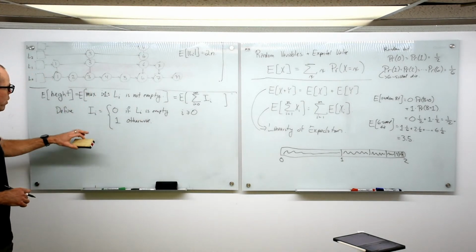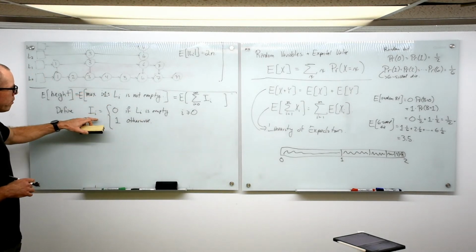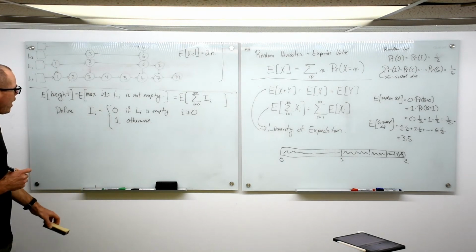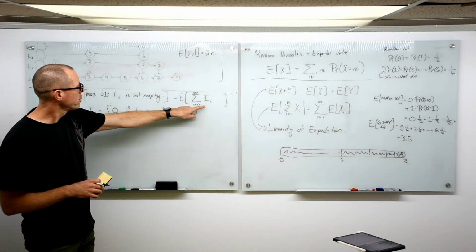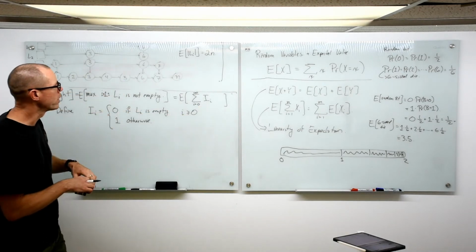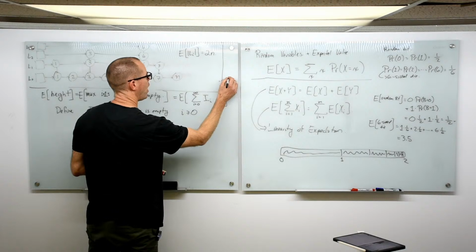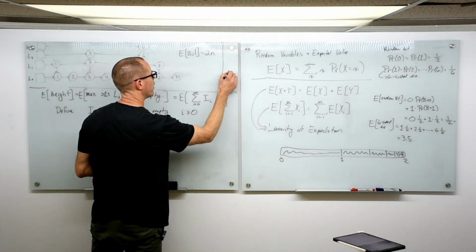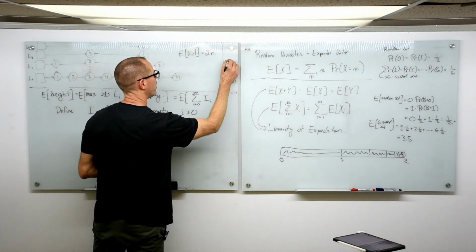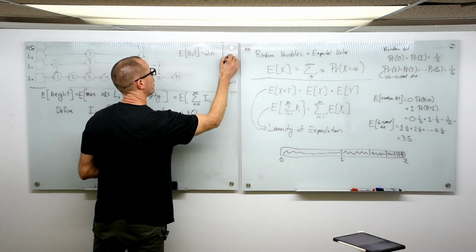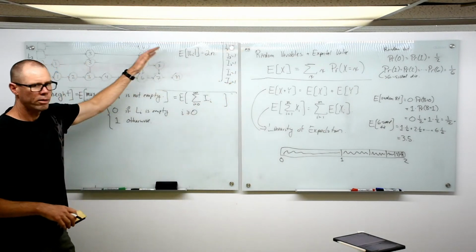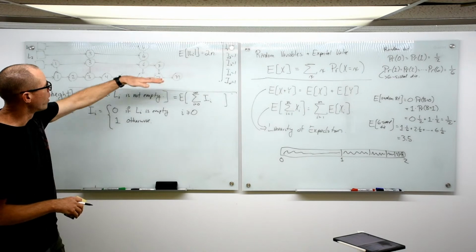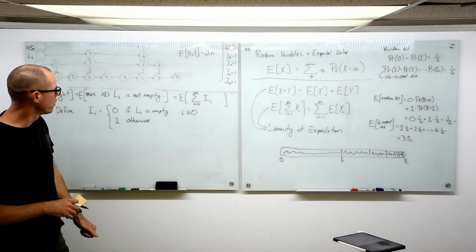All right, so we define things the same way. And now you get that the height is just the sum of these I sub i's, right? Because in this picture, for example, you have I sub 0 equals 1, I sub 1 equals 1, I sub 2 equals 1, I sub 3 equals 1, but then after that, I sub 4 and onwards, they're all 0, because the lists L4, L5, L6, and so on, they're all empty, so those are all 0.